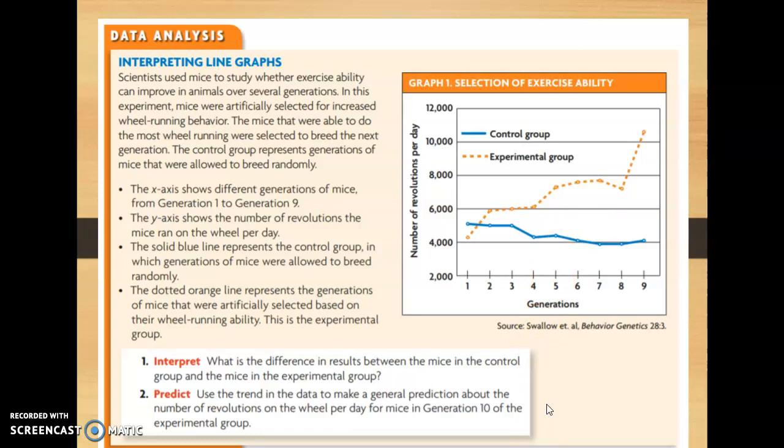So then your questions are: number one, what is the difference in results between the mice in the control group, your blue line, and the mice in the experimental group, your orange line? And number two, predictions. Use the trend in the data to make a general prediction about the number of revolutions on the wheel per day for mice in generation 10 of the experimental group. So it stopped at 9. What would you expect if we continued on with the orange line with a generation 10?